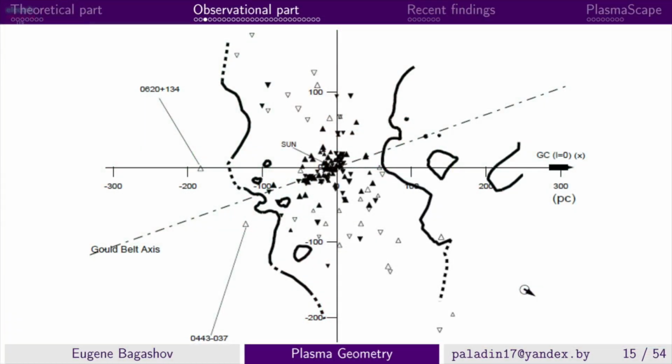So this is a section of our local chimney. The sun is in the center. The galactic center is to the right. And so it looks pretty much like a tube. Well, at first approximation, let's say, a cylindrical tube. So this is one of the indications that this might be a Don Scott-ish type of plasma filament.